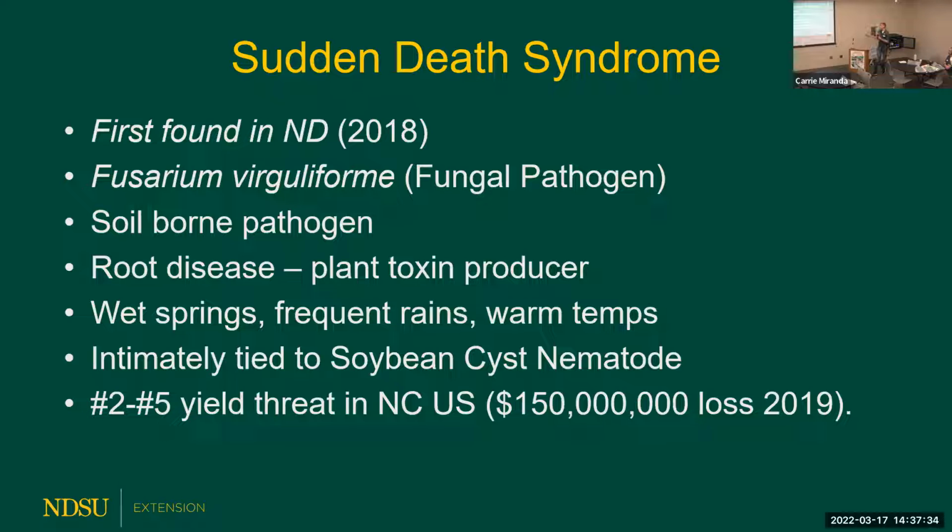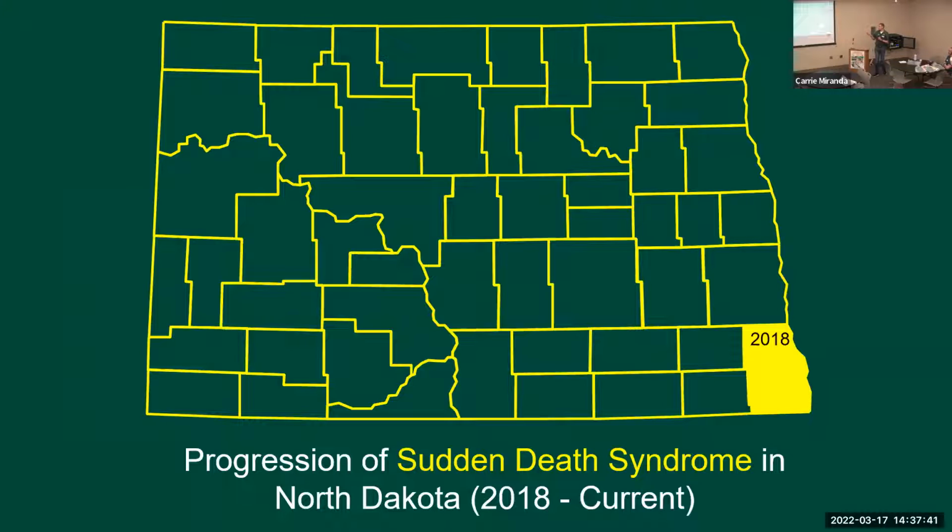It says number 2 to number 5 yield threat in the north central US, but that is not specific to North Dakota. That's because we only first found it in 2018 in Richland County, down in the far southeast corner. And then we were not able to positively identify it again until 2020, over 200 miles away, way up north by the Canada border in Cavalier County. And so those at the moment are the only 2 positive identifications for SDS we have in the state.